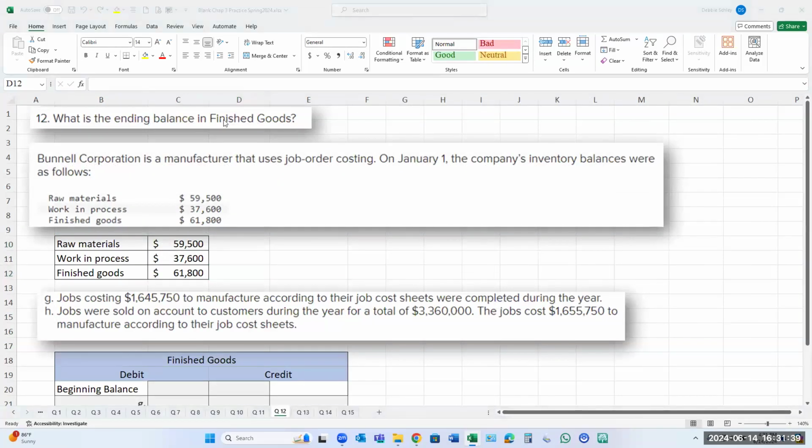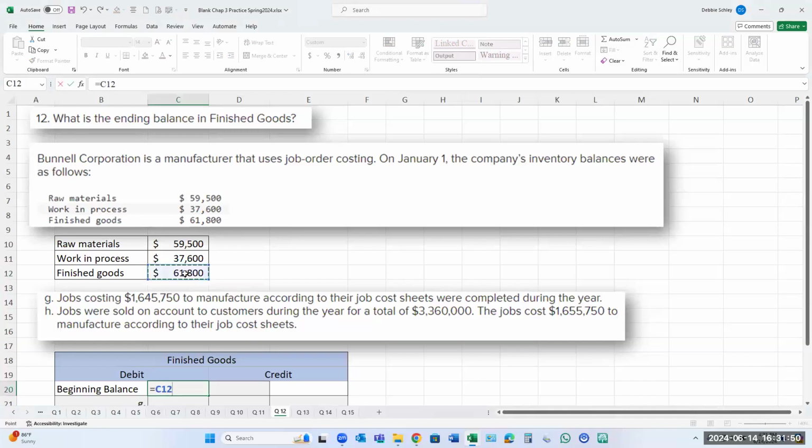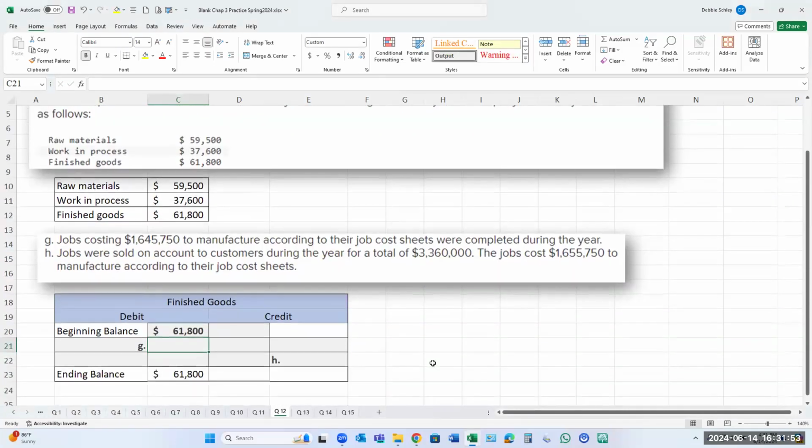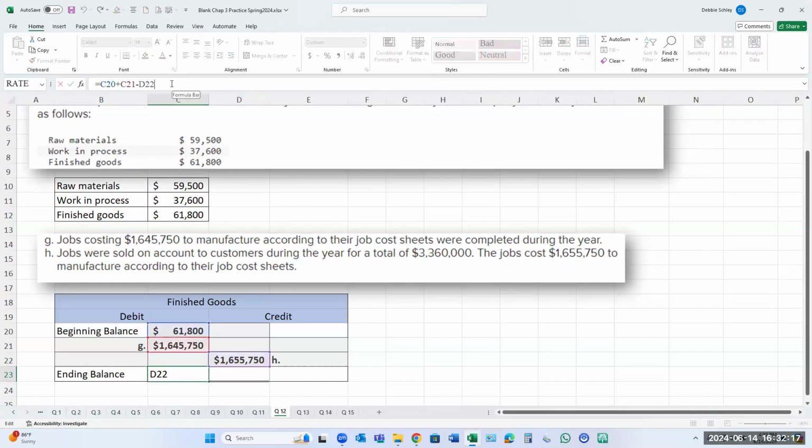Question 12. What is the ending balance of finished goods? A very good question. Remember, they gave me a beginning balance, so finished goods beginning balance. And then the transactions that dealt with finished goods were G, jobs costing 1,645,750 to manufacture were finished, and then H, a portion of those were sold. So again, normal debit balance in finished goods: add the debits, subtract the credit to get the balance.